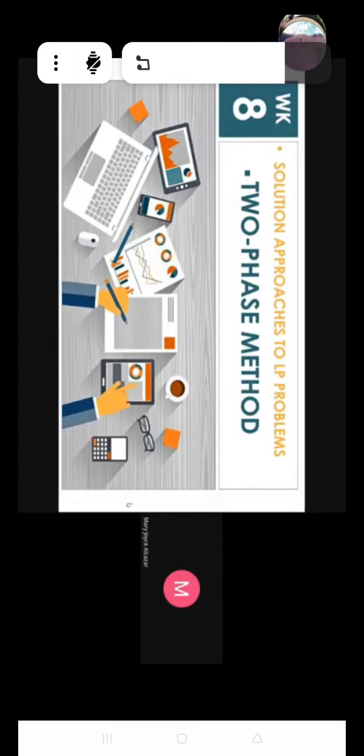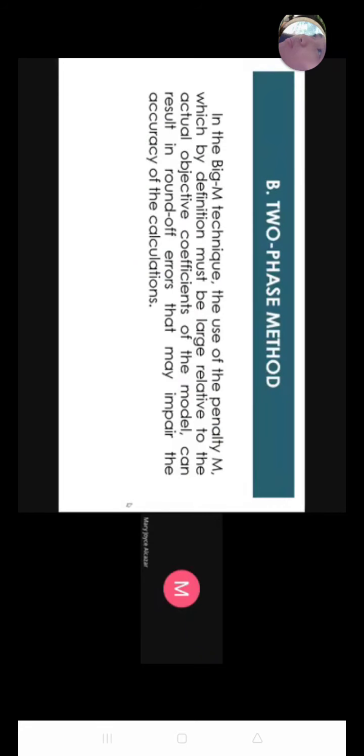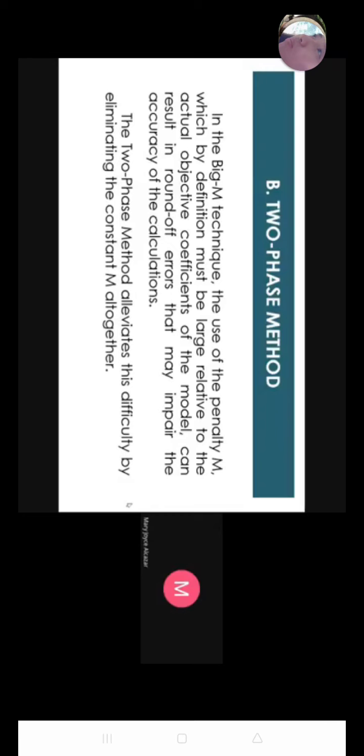So for the second approach in solving problems with artificial starting solutions, we will discuss the two-phase method. In the Big M technique, the use of the penalty M, which by definition must be large relative to the actual objective coefficients of the model, can result in round-off errors that may impair the accuracy of the calculations. So the two-phase method alleviates this difficulty by eliminating the constant M altogether. Their process is basically the same, but the difference is that the two-phase method doesn't use the constant M in the solution.